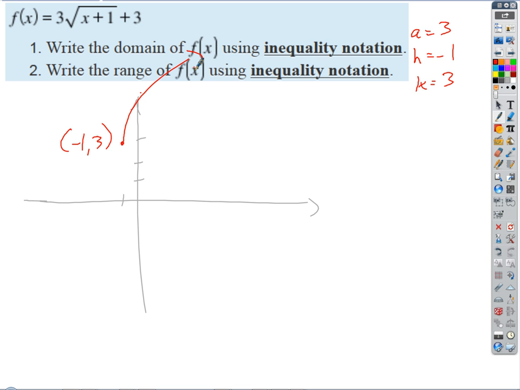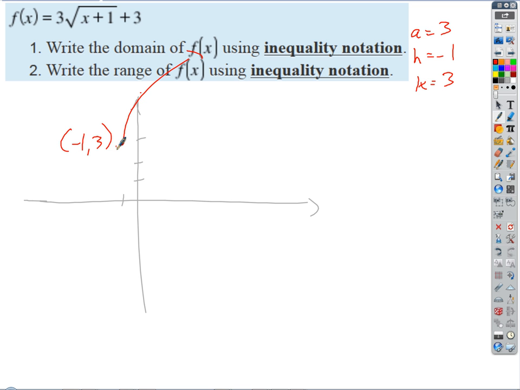So let's think about this in terms of x's. It's a square root graph, right? Is there a starting x value? Is there an endpoint on this graph? Well, there is, right? It starts right there. It's not defined before that, right? You see what I'm saying? So what is the starting x value?